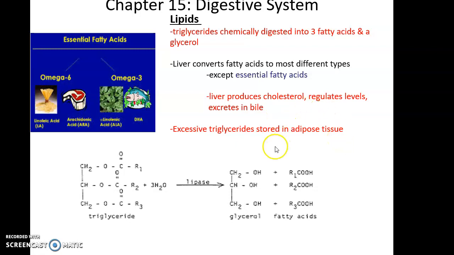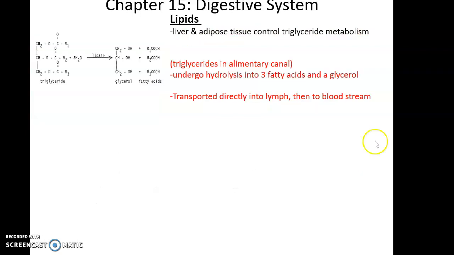And of course, the liver also produces cholesterol. It also regulates the levels of cholesterol and lipids in the body, in the bloodstream, and the liver also excretes bile. And then if you consume a lot of fats, the excess triglycerides will get stored in adipose tissue, in the fatty tissue of the body. So between the liver and the adipose tissue, these structures control triglyceride metabolism.